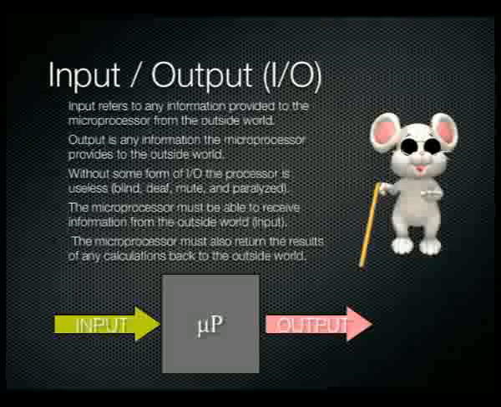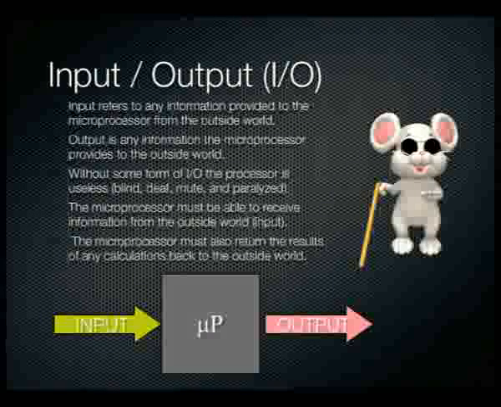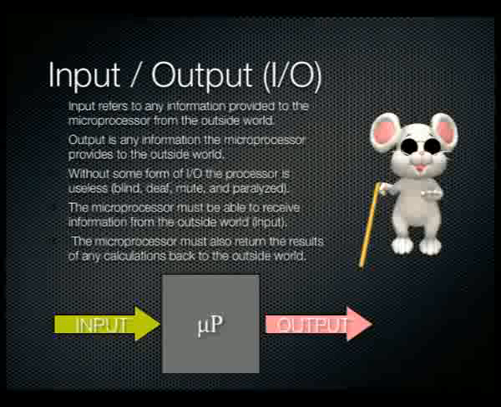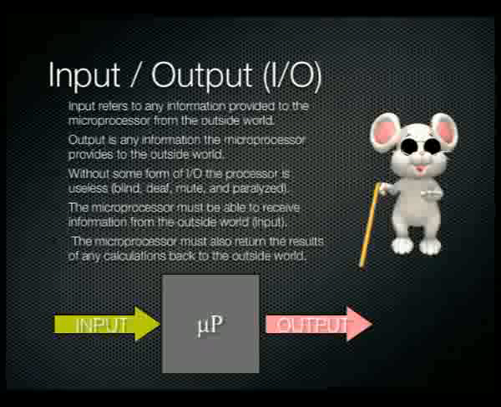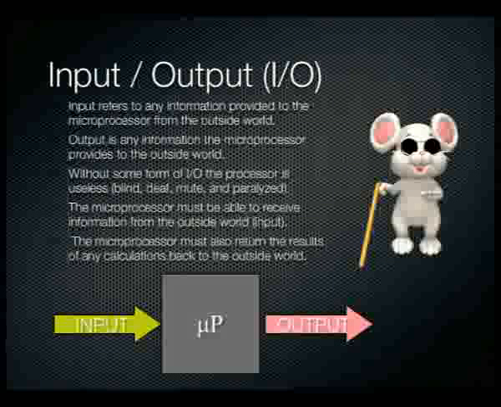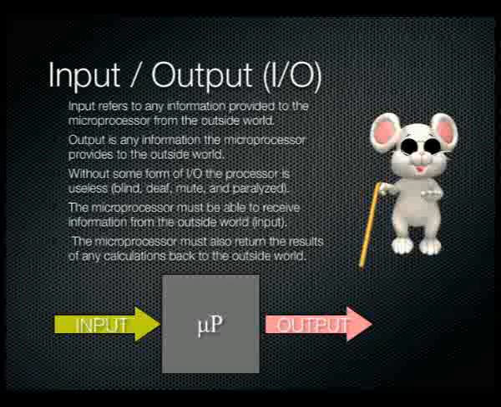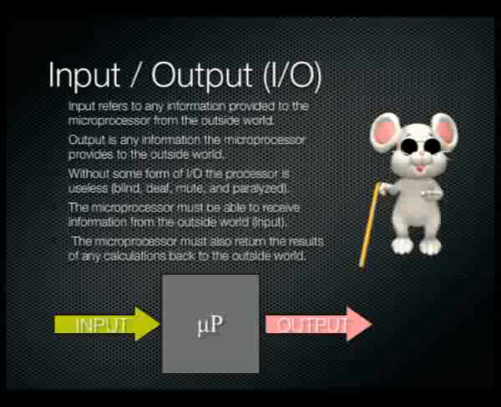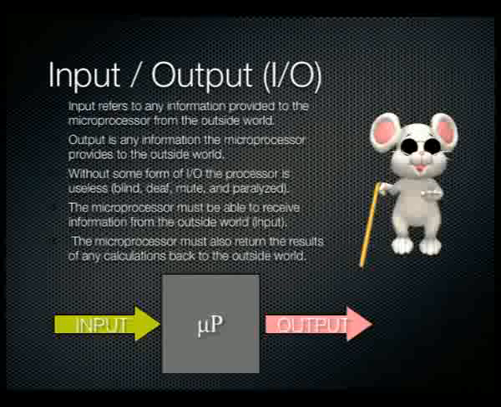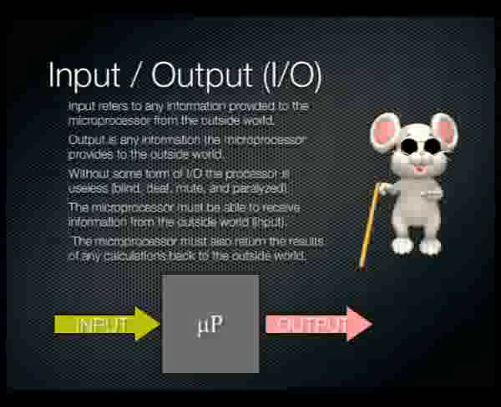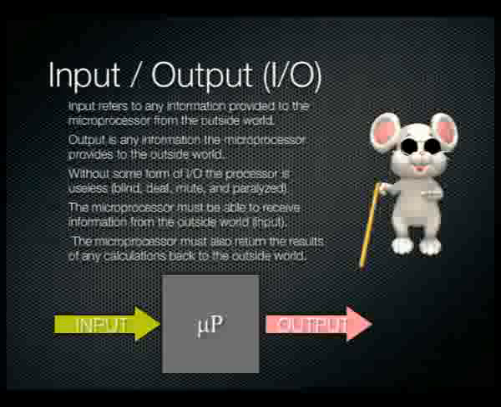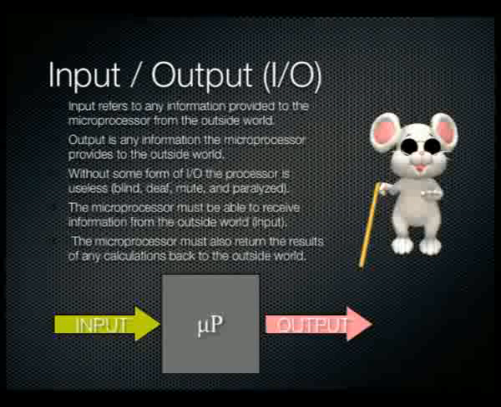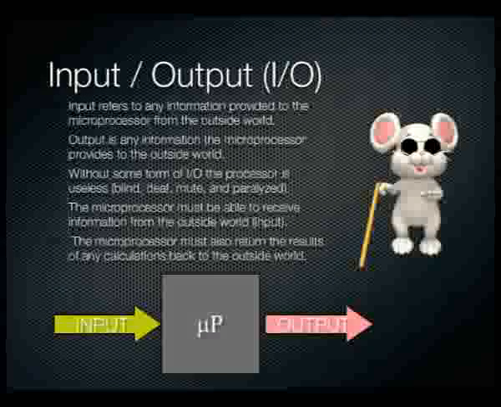So if your processor has no form of input or output, then effectively the processor is blind, deaf, mute, and paralyzed. It's effectively useless if you don't have some sort of input or output. So generally in every microprocessor application, there will be some sort of input or output. What sort of form that input or output is depends on the application, but there will always be some form of input and output.